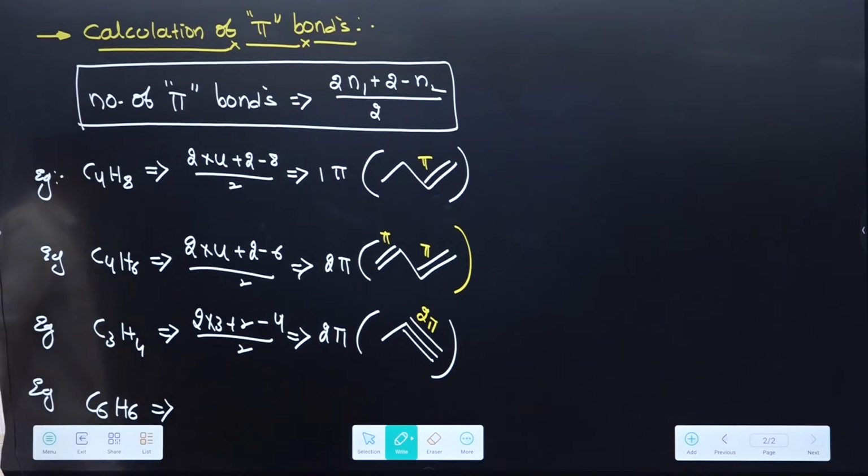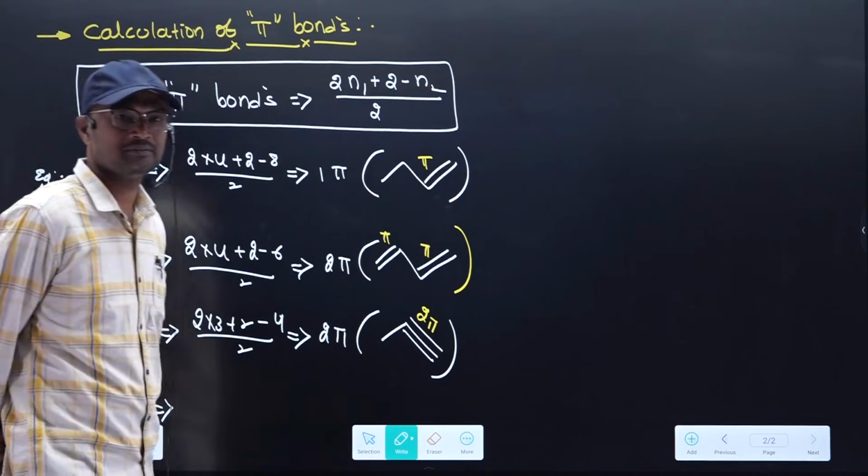I think at least in the last class you could say C6H6 means benzene. But right now, you are not saying that. Okay, I think you understood something. C6H6 is not benzene. Remember.